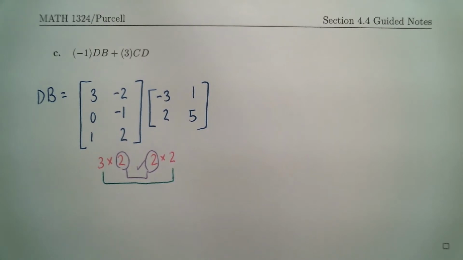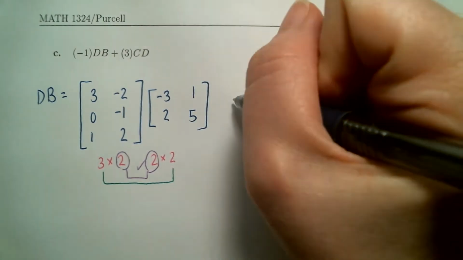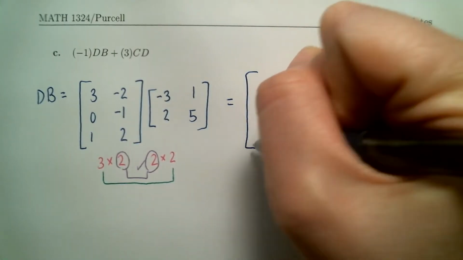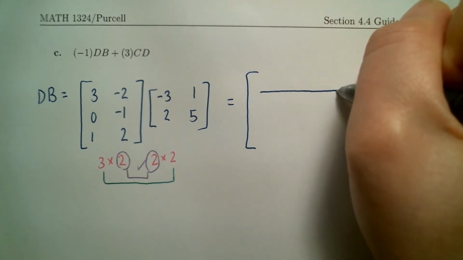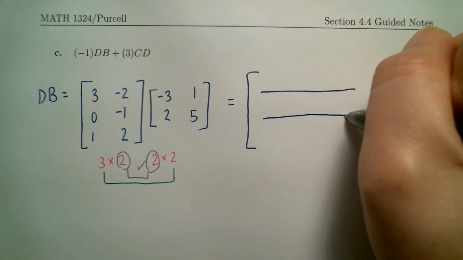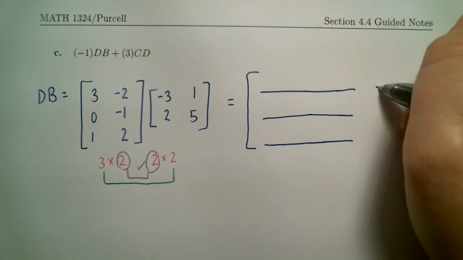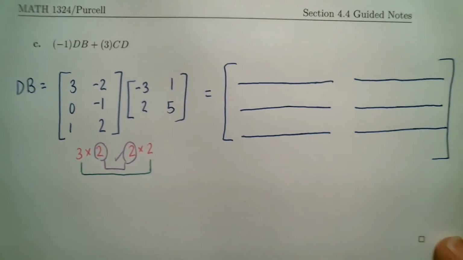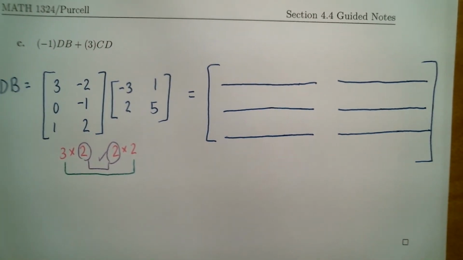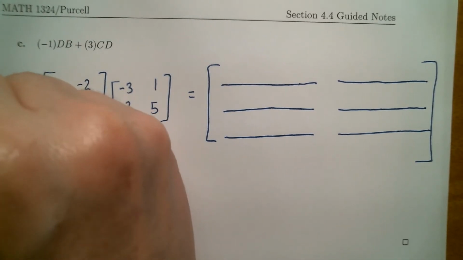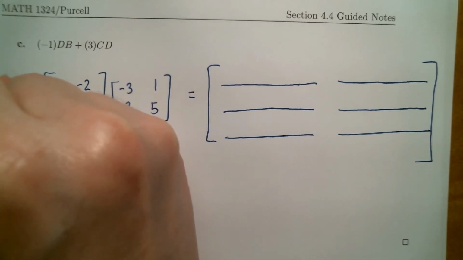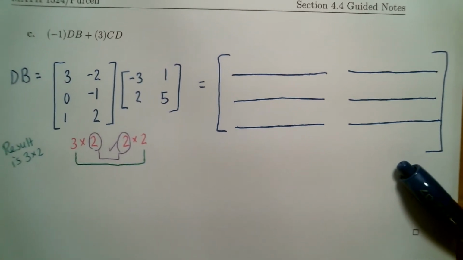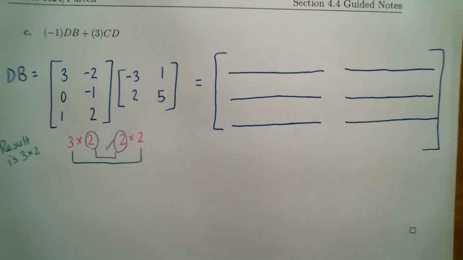Let's go ahead and map out 3 rows and 2 columns. I think I'm actually going to be able to fit this one. All right, so again, I'll write over here just to make sure you have this for your notes. The result is going to be a 3 by 2. So here we go. Now we just need to do all of our dot products.